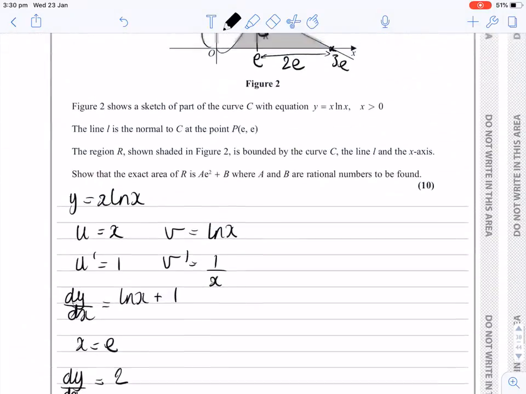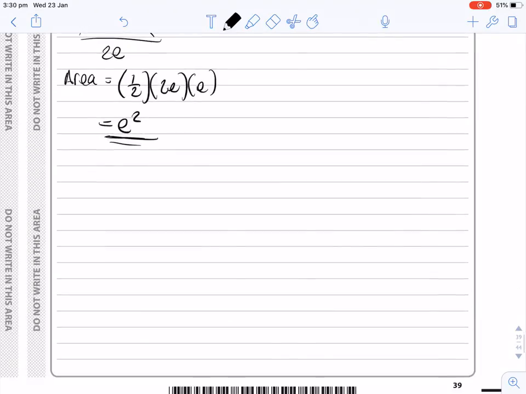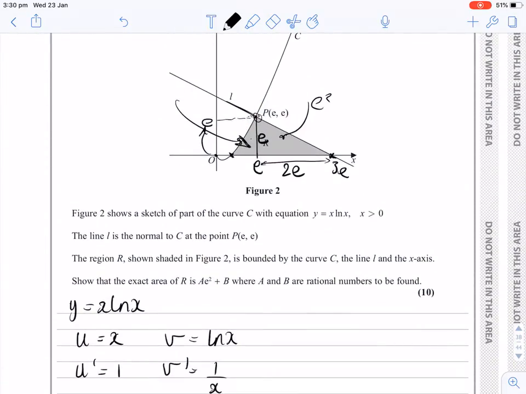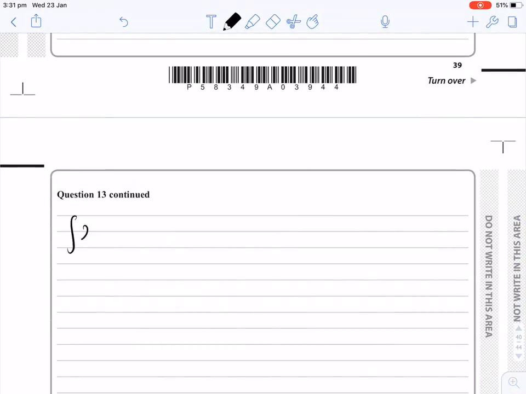So we found that the area of that triangle is e squared, and we now need to find the area underneath the curve here. So we need to find the point at which it crosses the x-axis. If we've got the curve of y is equal to x ln x, then x ln x is equal to 0, one solution is obviously where x is equal to 0, the other is where ln x is equal to 0, and that is when x is equal to 1. So that coordinate must be 1. So we're integrating x ln x between e and 1 with respect to x.